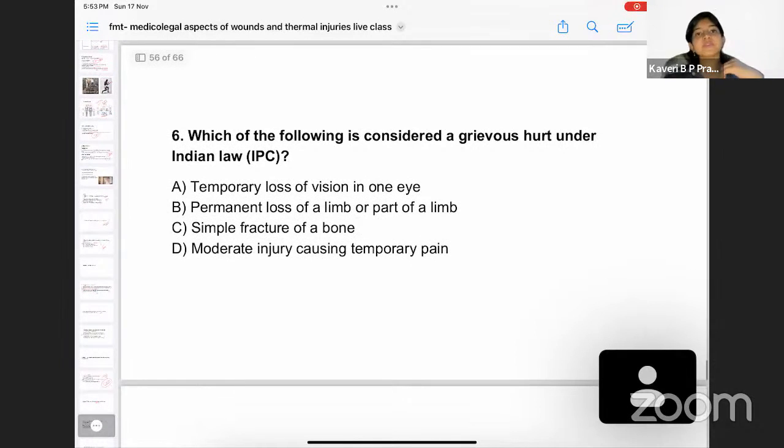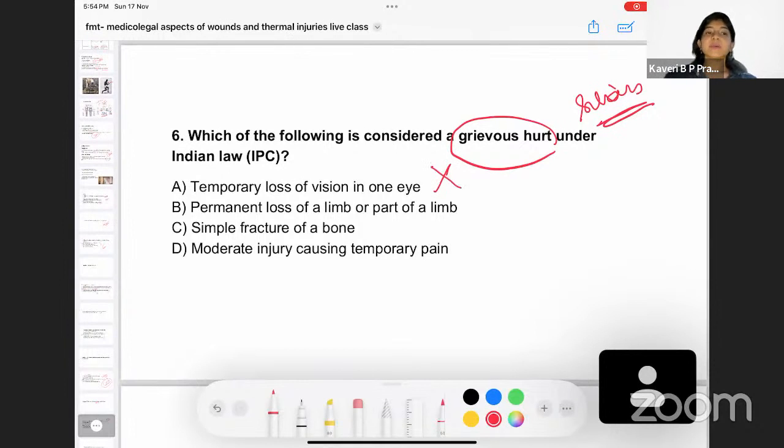Coming to the next question, which of the following is considered a grievous hurt under the IPC, Indian Penal Code? Options. Temporary loss of vision, no. For a grievous hurt, it should be permanent loss of vision. Option B, permanent loss of limb or a part of limb, yes, could be.